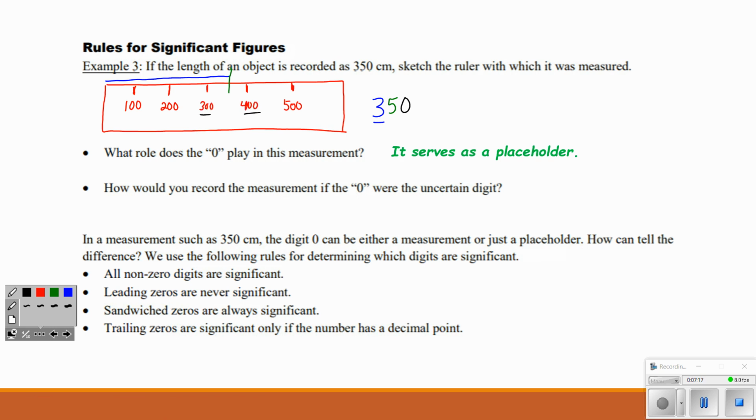Now, let's say that the 0 was the estimated digit. Let's say that there were markings on this ruler. At that point, if we have the markings on this ruler, our 3 is our certain digit, our 5 is our certain digit, and then our 0 is our estimated digit.